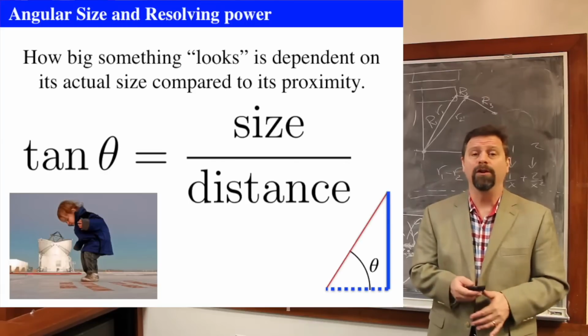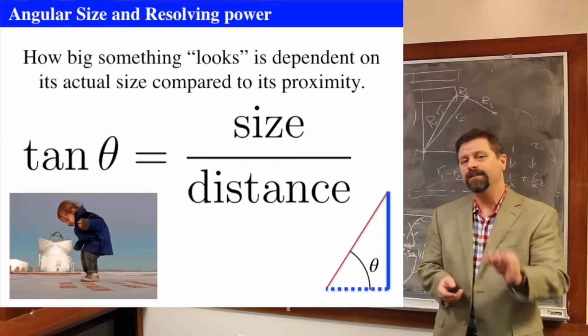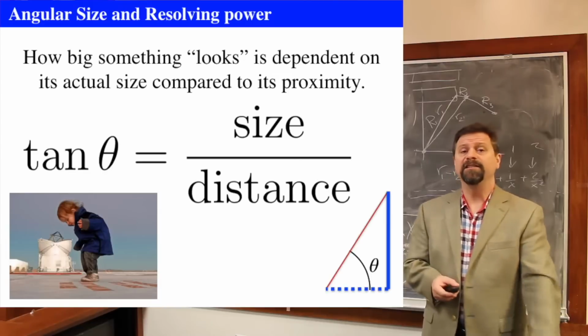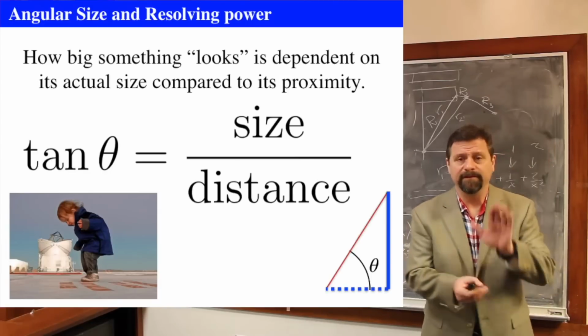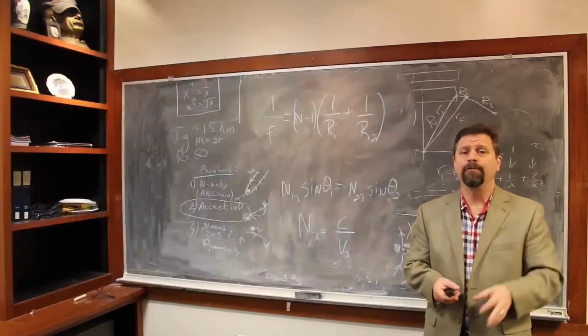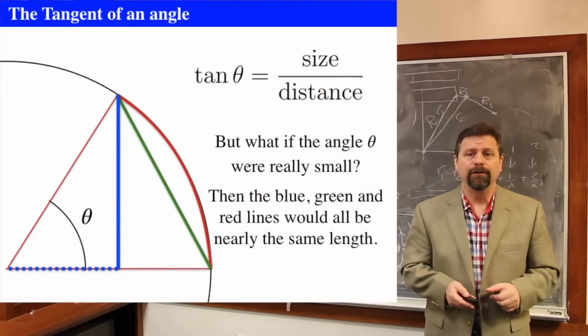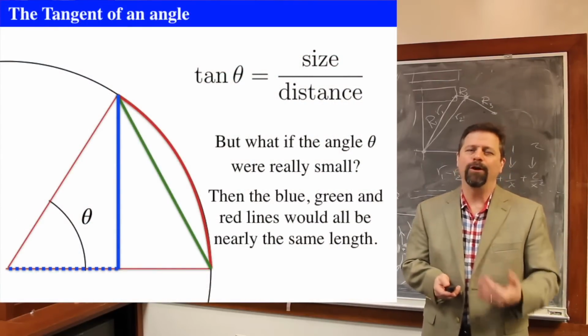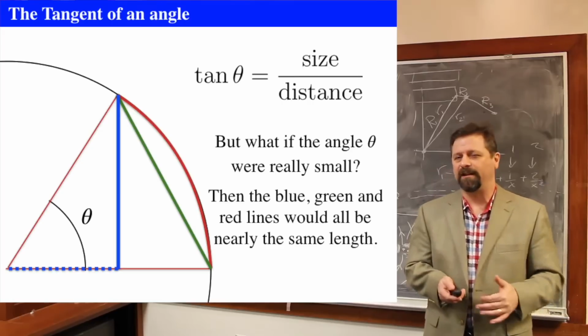Maybe it's a flagpole, maybe it's a tree, maybe it's a really, really large object. But if it's close, the angle will be large. And if it's far, the angle will be tiny. So let's look really carefully at this for just a second, and where do we get tangents from and all that kind of stuff.